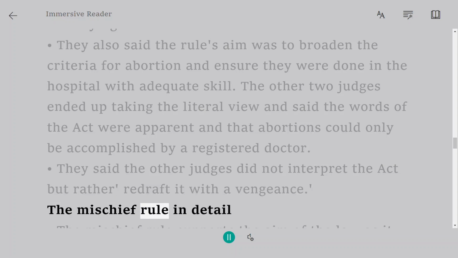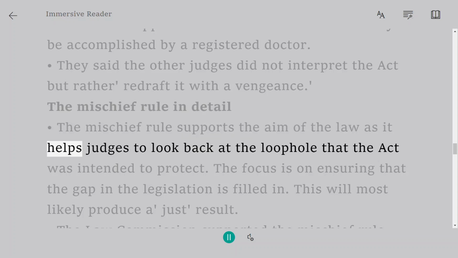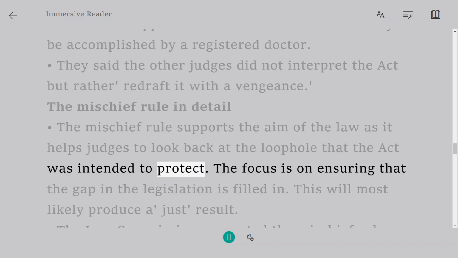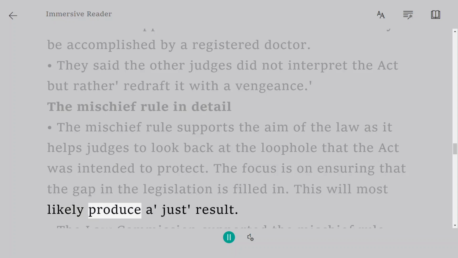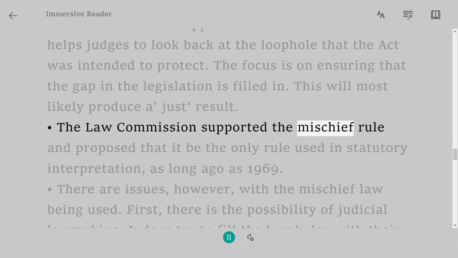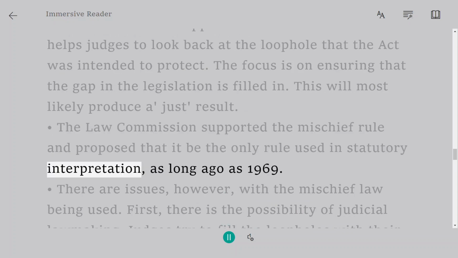The Mischief Rule in detail. The Mischief Rule supports the aim of the law as it helps judges to look back at the loophole that the act was intended to protect. The focus is on ensuring that the gap in the legislation is filled in. This will most likely produce a just result. The Law Commission supported the Mischief Rule and proposed that it be the only rule used in statutory interpretation, as long ago as 1969.